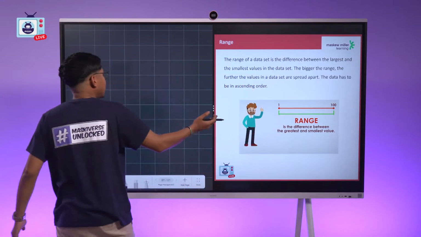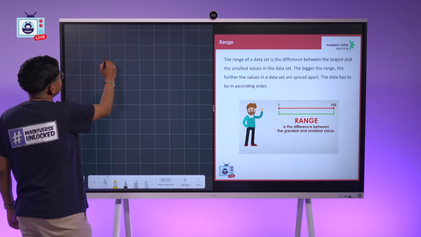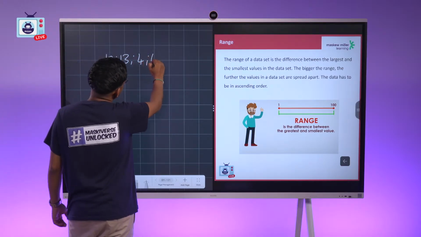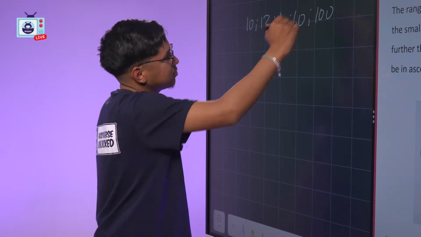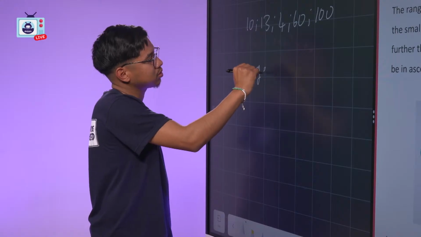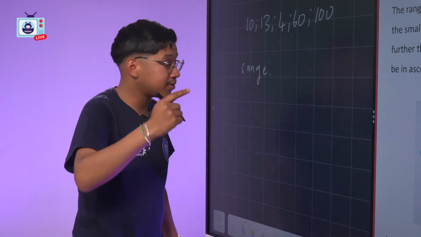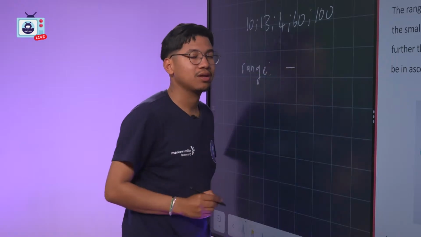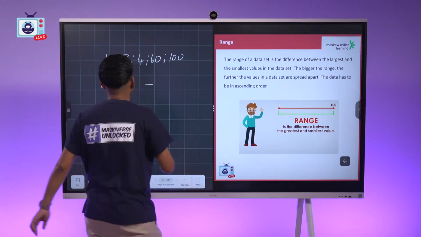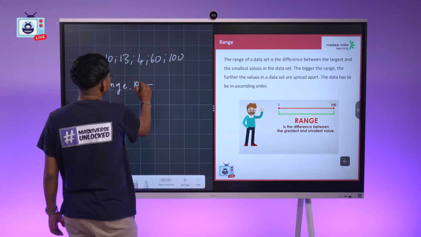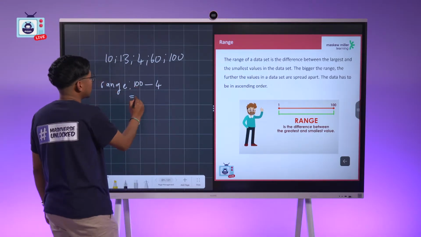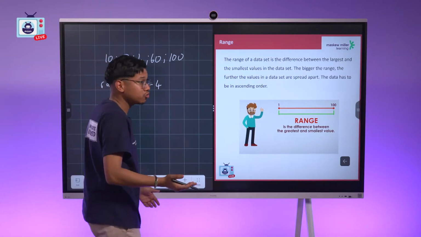So again, I'm going to give you a random data set. Let's take 10, 13, 4, 60, 100. And I need to find my range. What do I do? The difference, we know difference means subtract, between what? The biggest or the largest number and the smallest value. So my biggest number here is 100. My smallest number here is 4. And 100 minus 4 is what? 96.